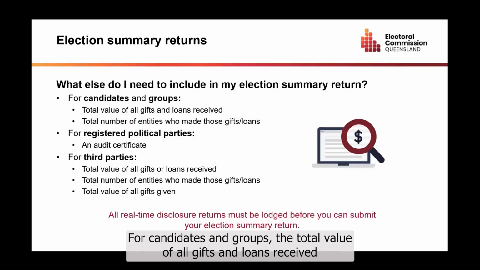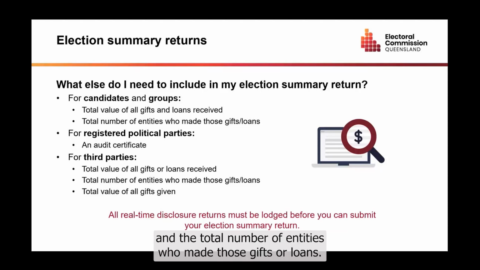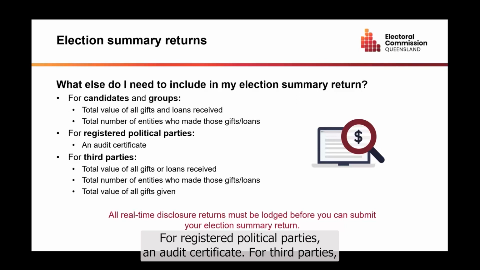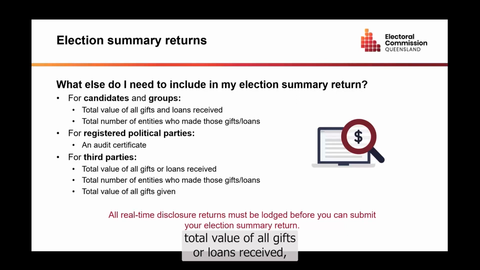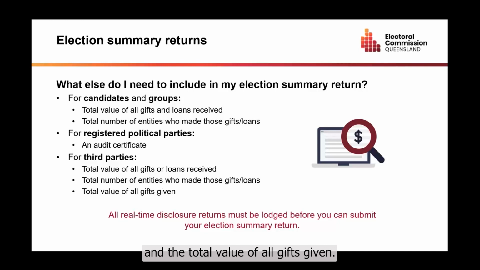What else do I need to include in my election summary return? For candidates and groups, the total value of all gifts and loans received, and the total number of entities who made those gifts or loans. For registered political parties, an audit certificate. For third parties, the total value of all gifts or loans received, the total number of entities who made those gifts or loans, and the total value of all gifts given.